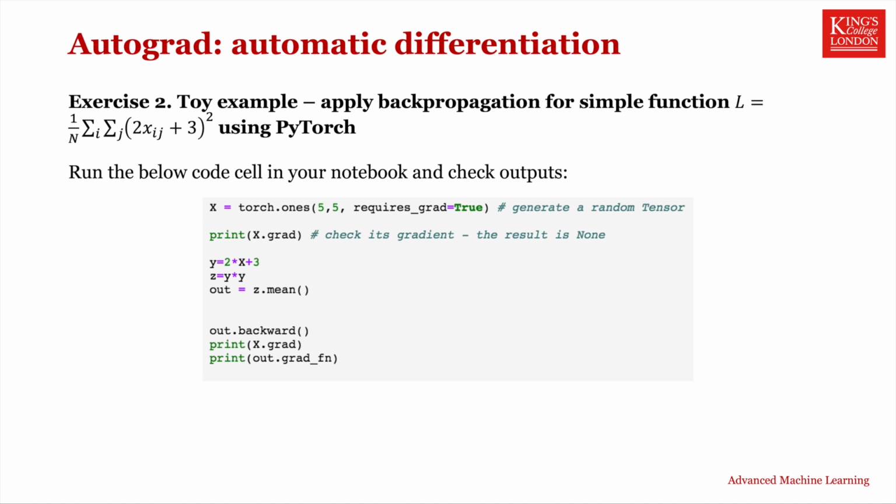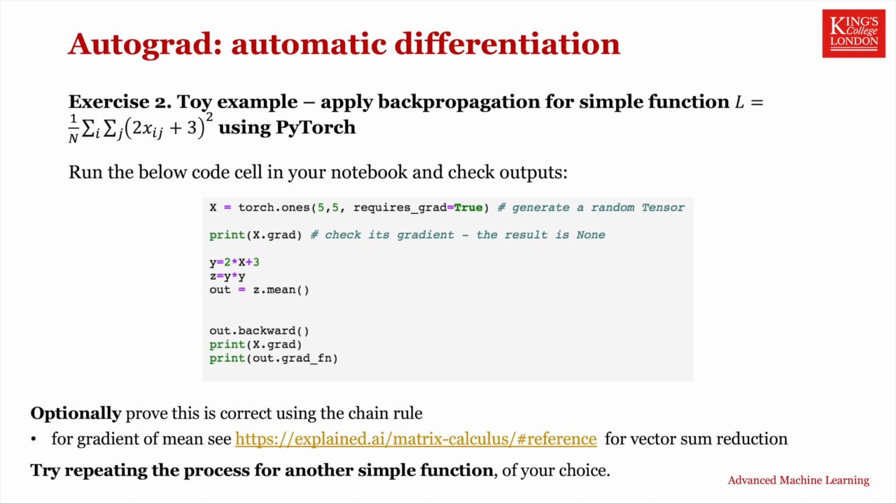To see how this works, please go to the notebook and run through the example for this simple function L, which nonetheless requires computation using the chain rule. Print out the gradient of the input leaf tensor x and the grad function associated with the output tensor. Consider checking the attributes is leaf and requires grad for each of these tensors. Optionally, if you're feeling confident with the math, you can go on to prove the gradient calculation is correct through hand computation of the derivatives using the chain rule. Note that if you need the vector gradient of the sum operation, you can get it from the following reference. You may also want to try a different function. Please pause the video and complete that task.